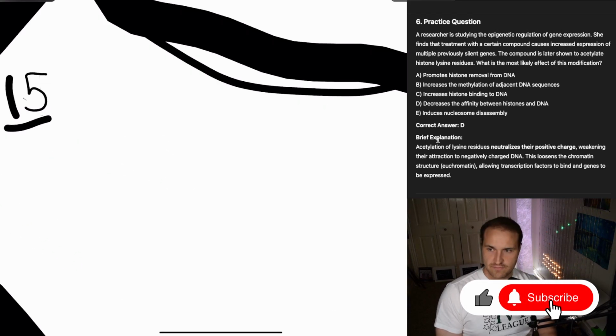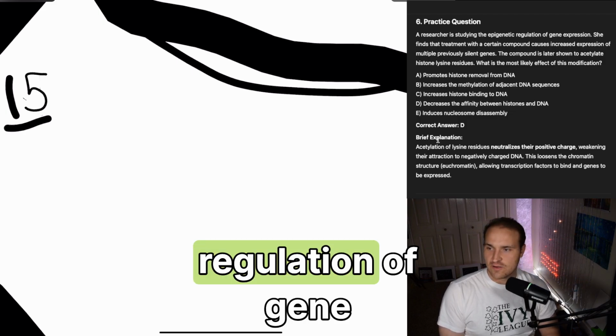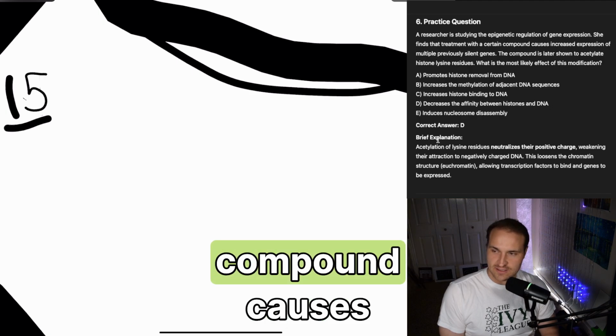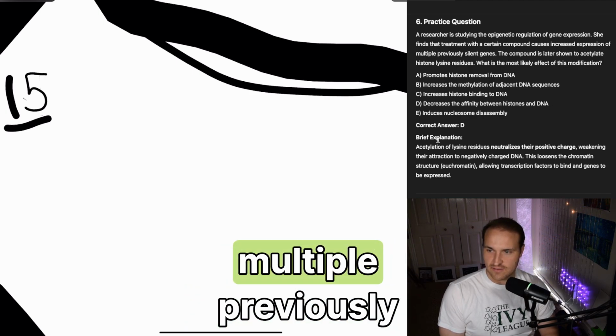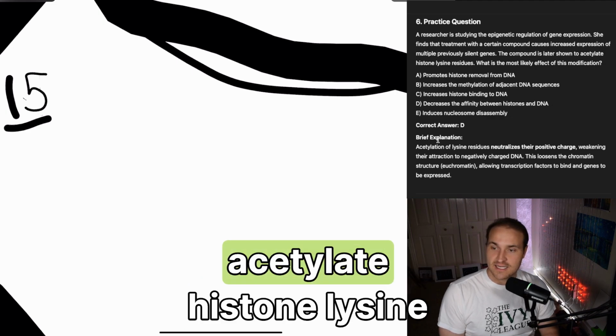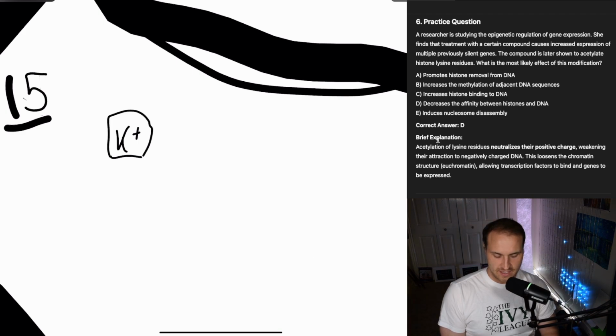So for question 15, we have a researcher who is studying the epigenetic regulation of gene expression. She finds that treatment with a certain compound causes increased expression of multiple previously silent genes. The compound is later shown to acetylate histone lysine residues. Definitely one of your positives, right? Man, I still remember all of those amino acids from the MCAT days. What is the most likely effect of this modification?